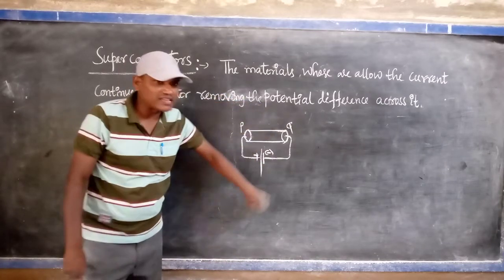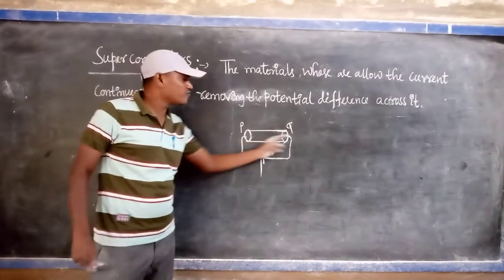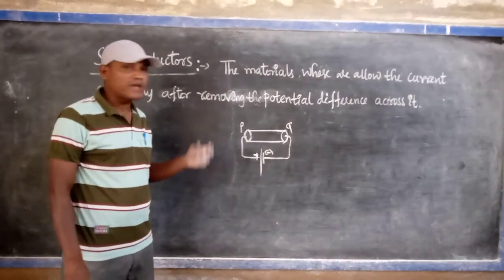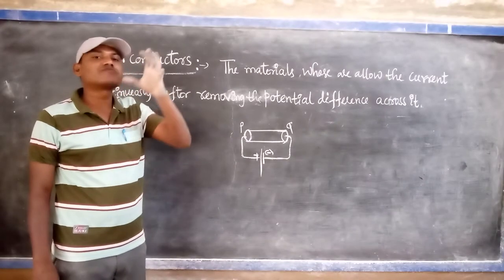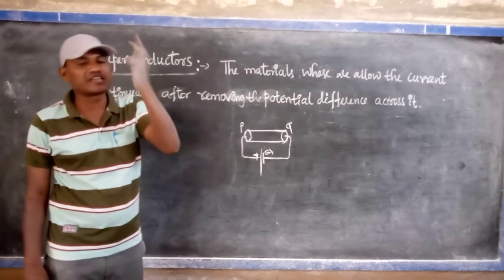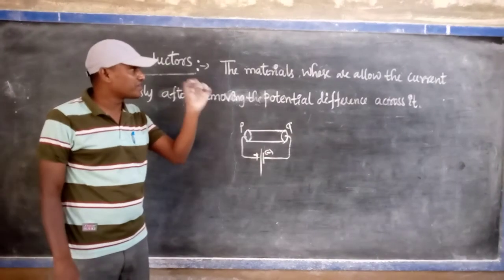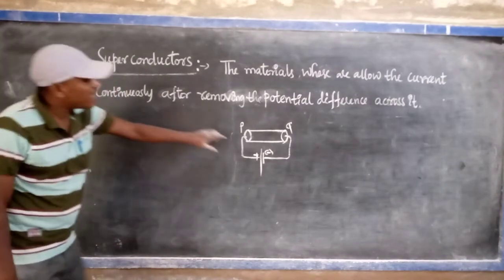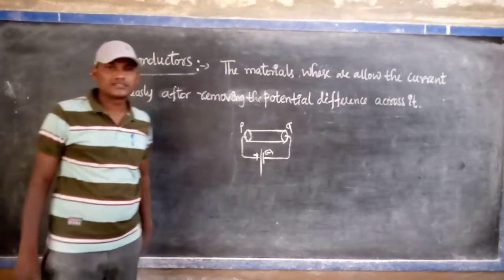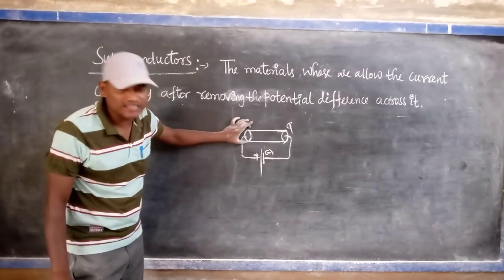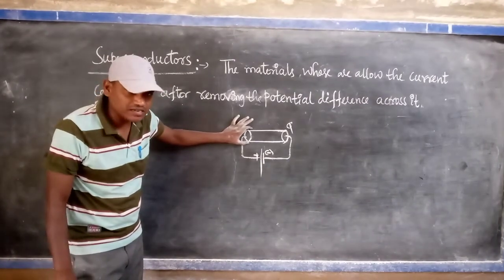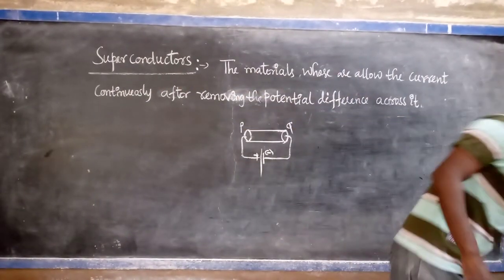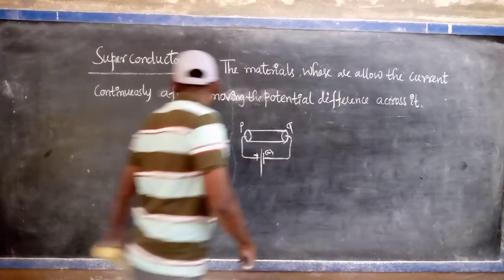But if we remove the battery, we know that current does not flow through the conductor. Is it correct or not? But here, what will happen? In some of the materials at the critical temperature, listen very carefully, after removing the battery, they continuously allow the current. Those materials are called superconductors.